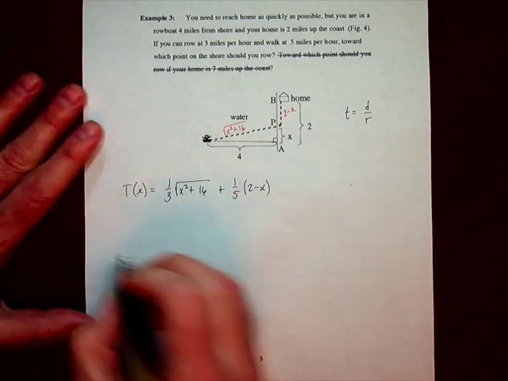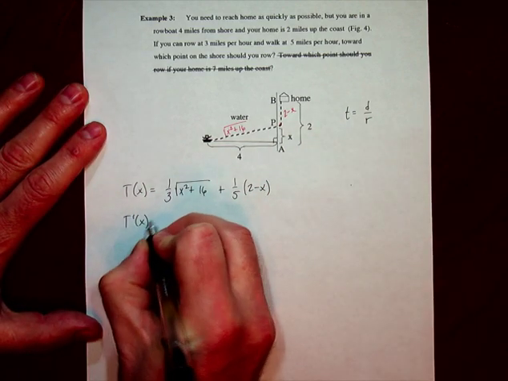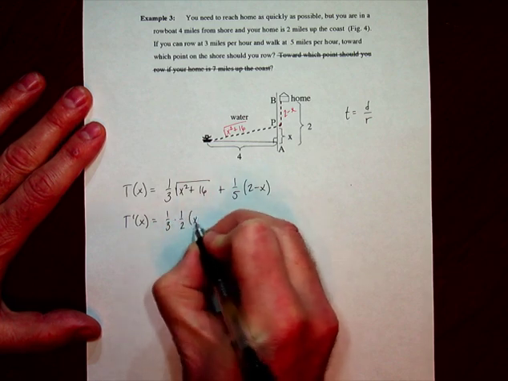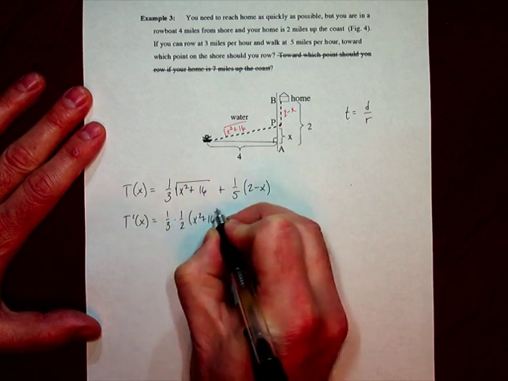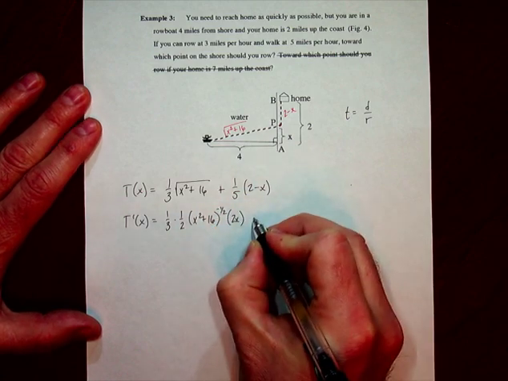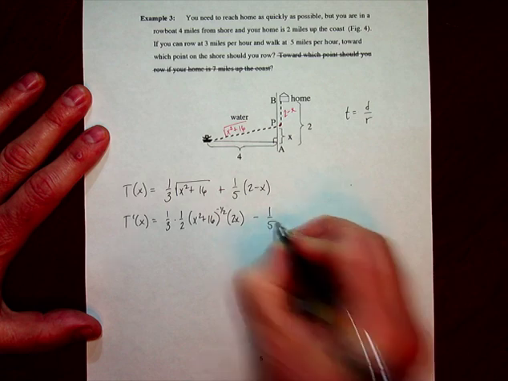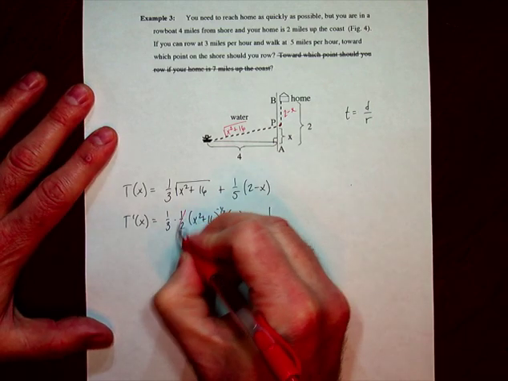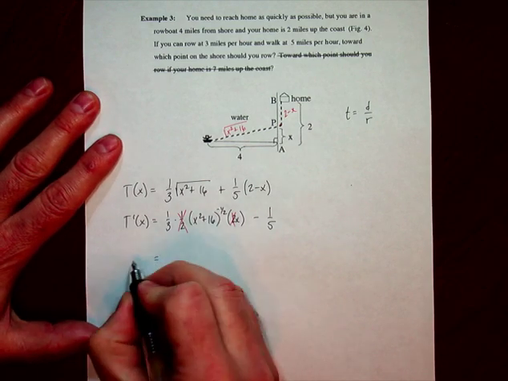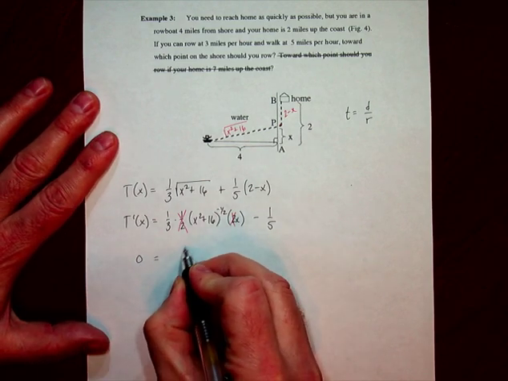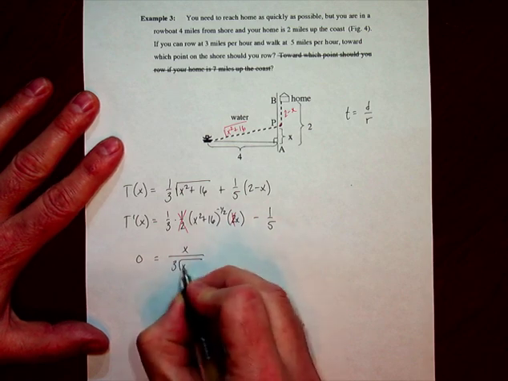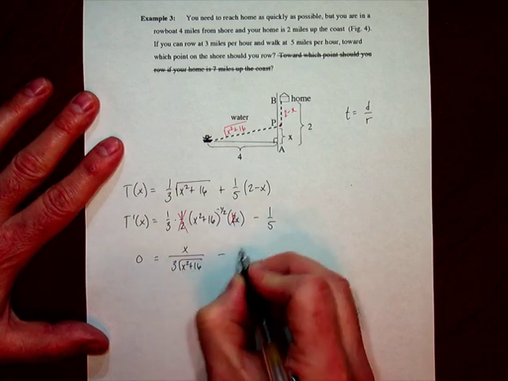Now, if we take the derivative of this, we're going to get 1/3 times 1/2. Again, I'm not combining it because that 1/2 is going to cancel in just a second because of the 2x, right? And then minus 1/5. That's the derivative. Those cancel out, and what I'm left with is x over 3 times the square root of x squared plus 16, minus 1/5.